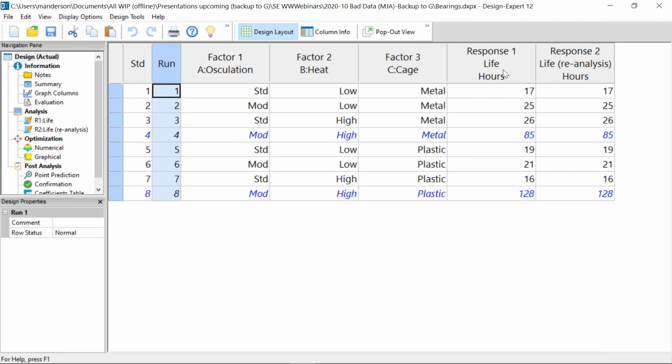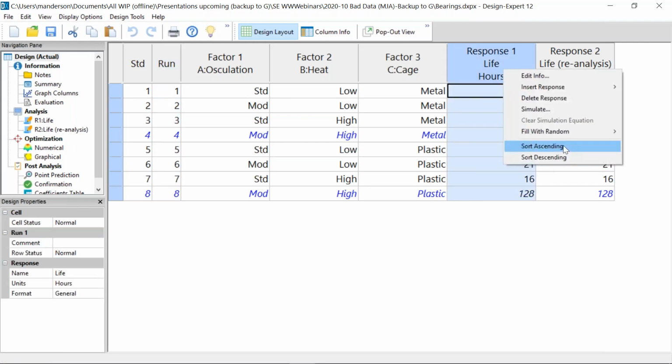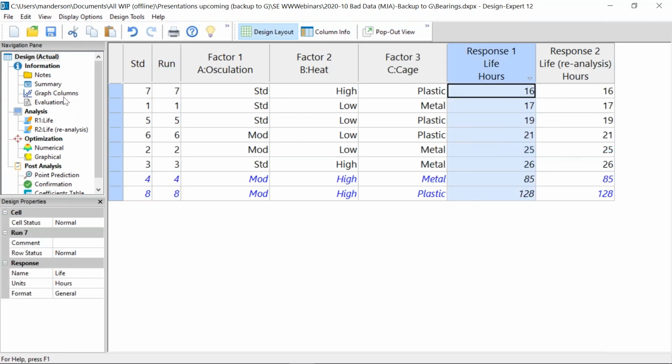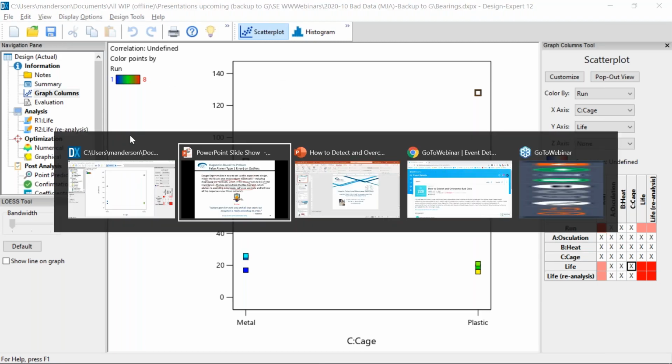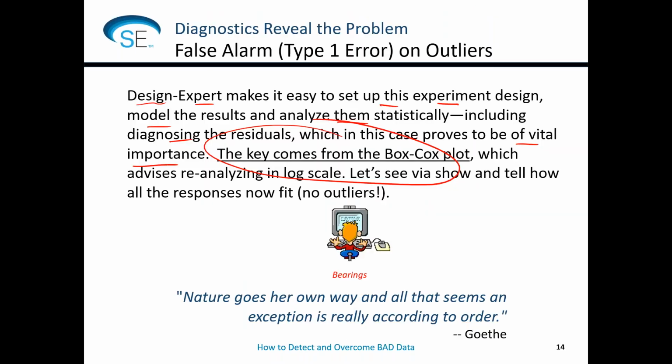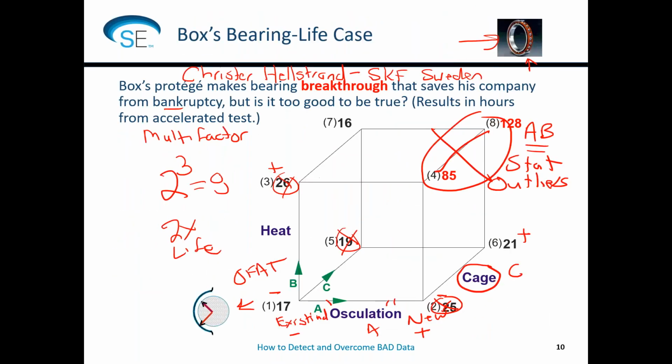If I sort this, you can see the big increase just by graphing how it's increasing tremendously with these factors. What we don't know at this point is, is it a main effect or an interaction? However, when you look at the cube plot, obviously it must be an interaction because of the upper right corner being so high.